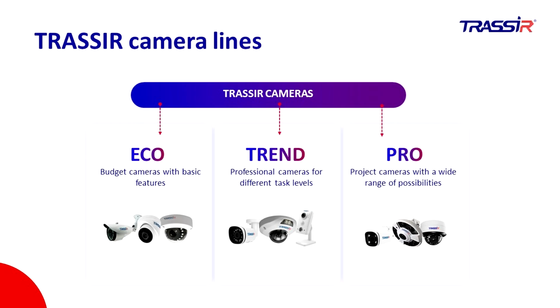Now we have 3 camera lines, and soon there will be a new Ultra line, which will be the most advanced. Eco cameras: budget cameras with basic features. Trend cameras: professional cameras for different task levels. And Pro cameras: project cameras with a wide range of possibilities. Let's analyze each line and its distinctive features.